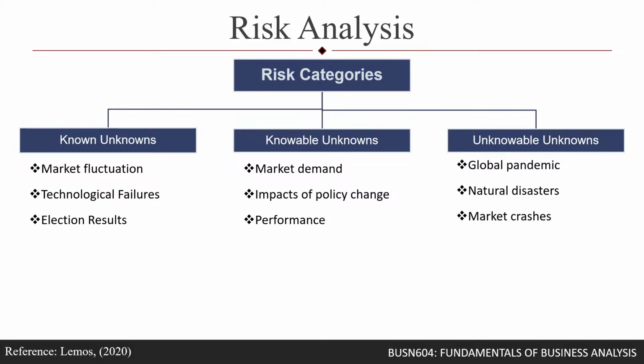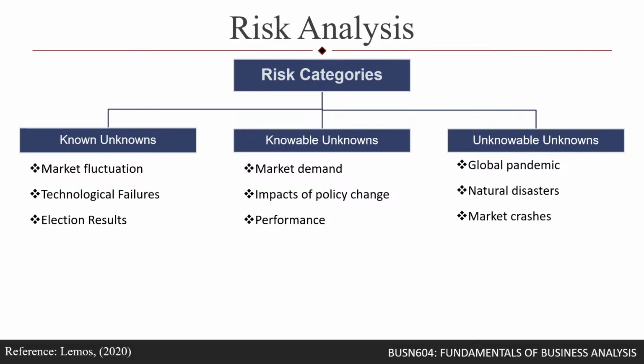Market fluctuation is a good example. We know that the market is going to fluctuate. However, we don't know how much, and we don't know exactly how that will affect, once again, the opportunity or the organization. Knowable unknowns: market demand, impacts of policy change, and then performance.